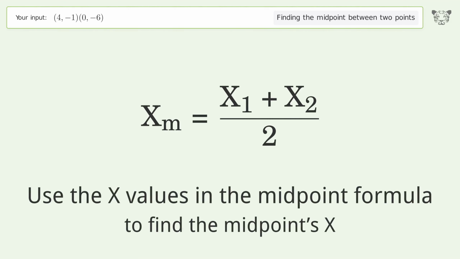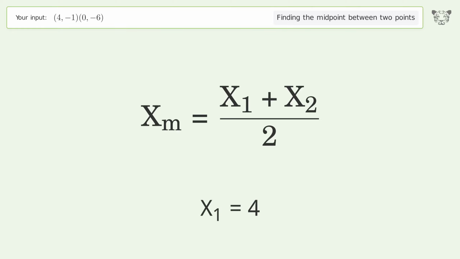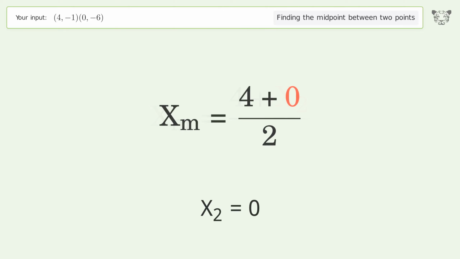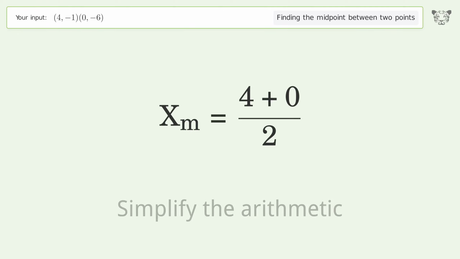Use the x values in the midpoint formula to find the midpoint's x. x1 equals 4. x2 equals 0. Simplify the arithmetic.